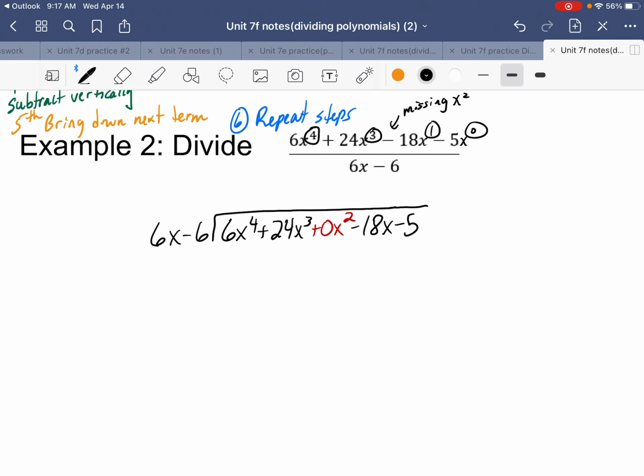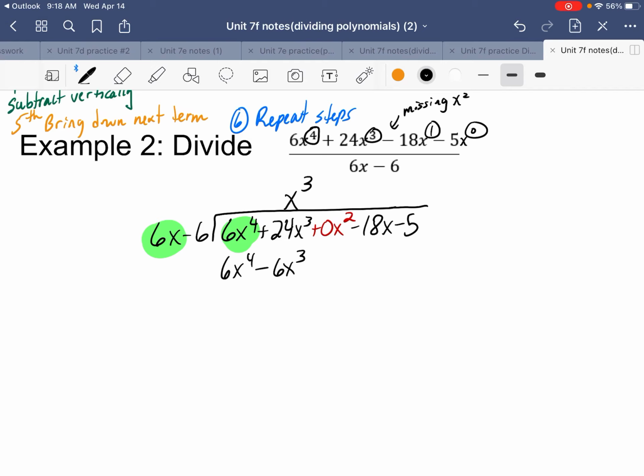All right, let's get going on this. 6x to the fourth divided by 6x. Remember, we're doing first term divided by first term to go up top. So dividing to go up top, multiply to go down, then subtract. So 6x to the fourth divided by 6x. 6 divided by 6 is 1. X to the fourth divided by x is x to the third. You can put a 1 in front if you'd like. Now we multiply to go back down. So x to the third times 6x is 6x to the fourth. X to the third times a negative 6 is a negative 6x to the third.